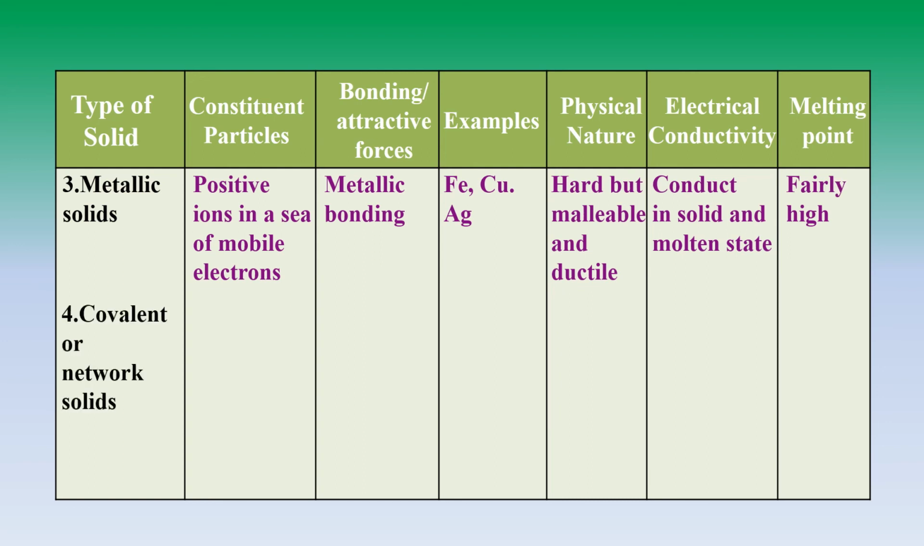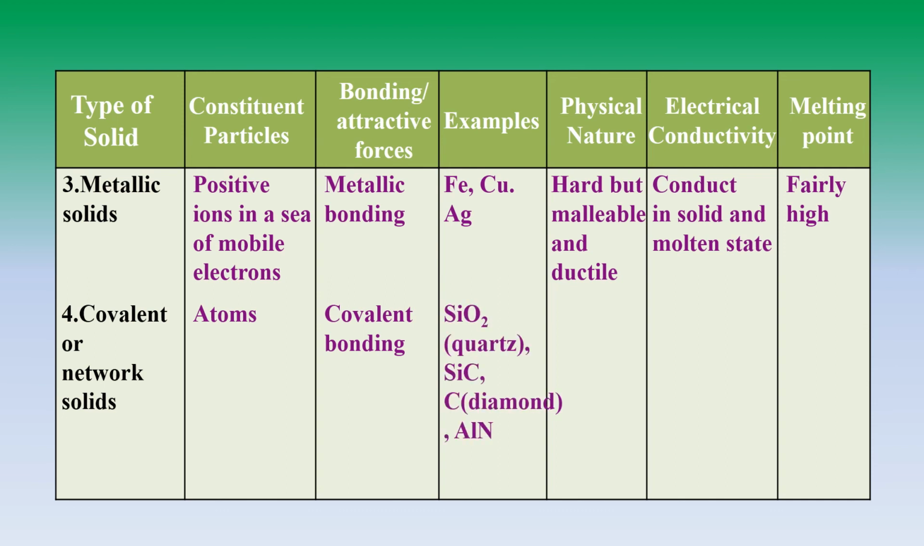Covalent or network type of solids. The constituent particles are atoms, the covalently bonded atoms. The attractive force is covalent bonding. Examples are quartz, that is SiO2, silicon carbide, SiC, diamond C and AlN. They are hard and they do not conduct electricity. That's why they are insulators. But one exception is graphite, which conducts electricity. The melting point is very high.